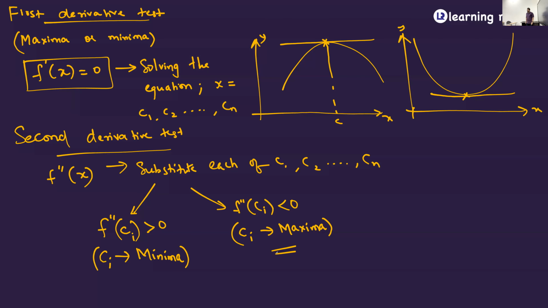There will be some values of C for which you will have maxima, some values of C where you will have minima. So you will substitute each value and see. For example, you are getting 1, 2, 3, 4, 5. You are doing f double dash. You are substituting 1, 2, 3 and getting greater than 0. At 1, 2, 3 it is a minimum, meaning the function has dipped downwards. The others are maxima.